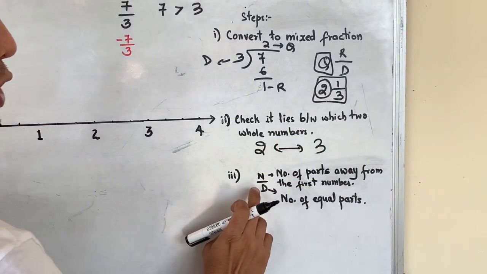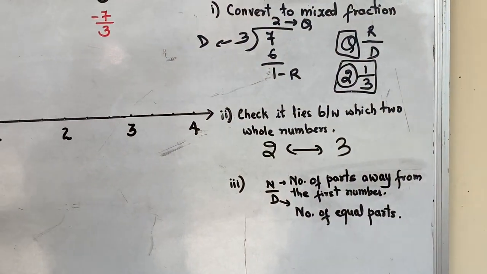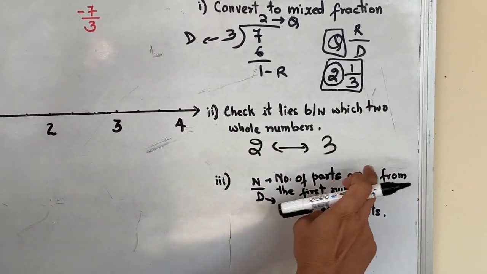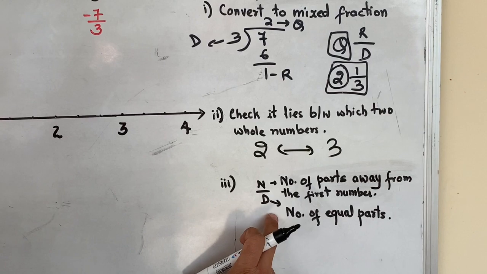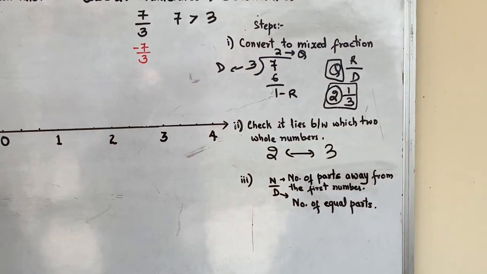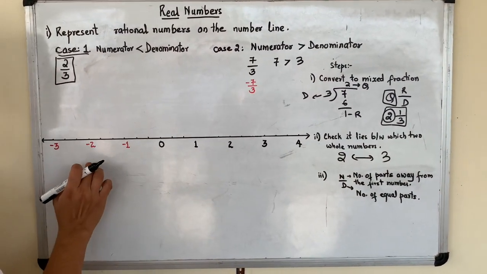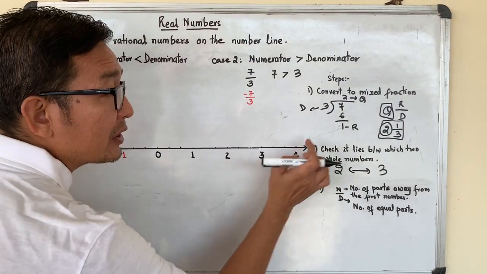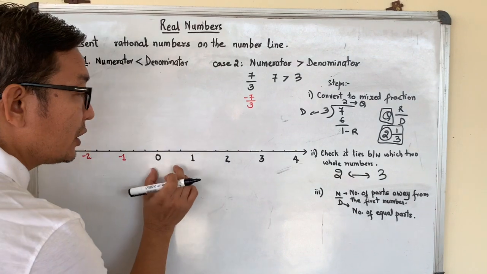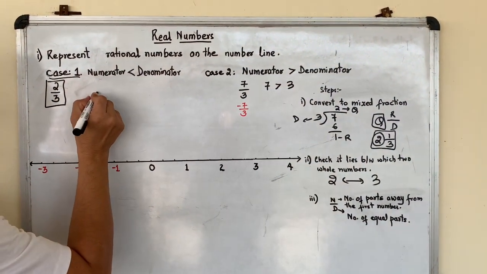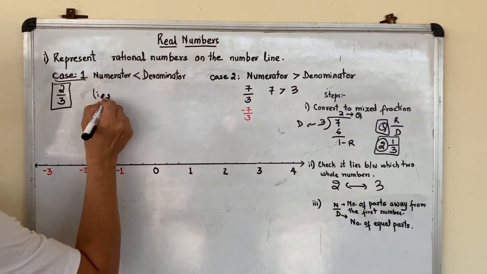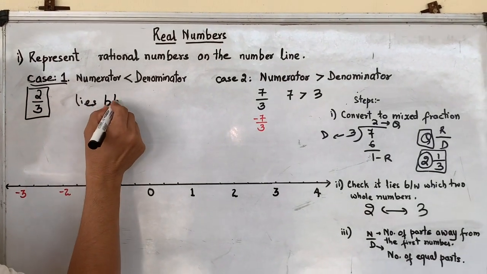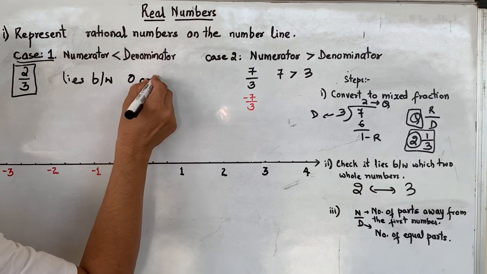We find the number of equal parts away from the first number. The numerator tells the number of parts and the denominator the number of equal parts. So 7 by 3 on the number line lies between 2 and 3. When the numerator is less than the denominator, it lies between 0 and 1.